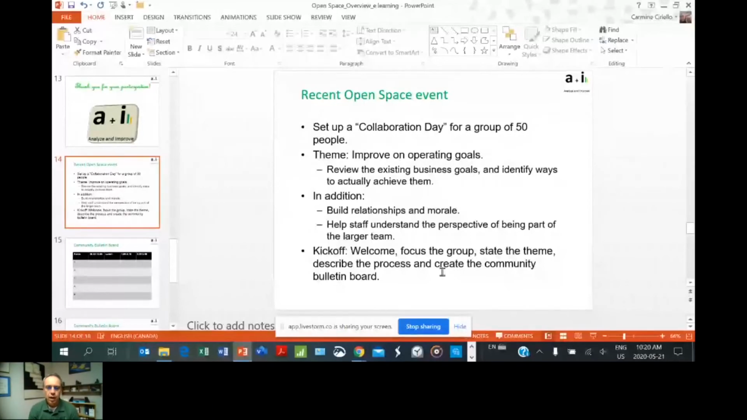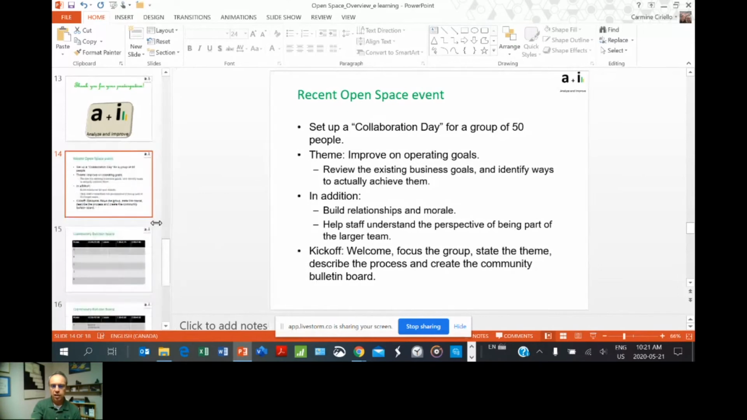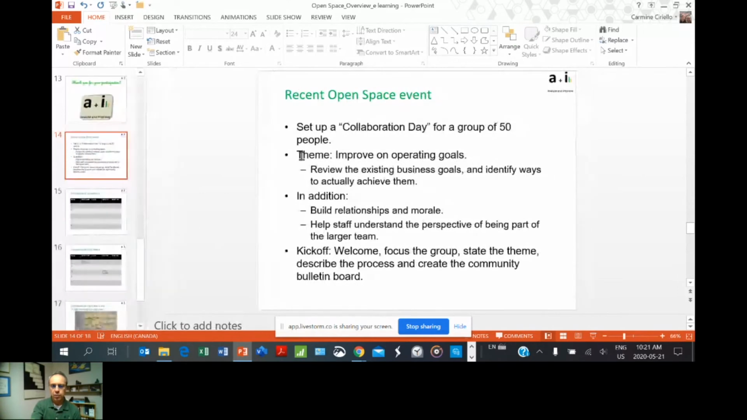Perfect. So this is an example of a relatively recent, it was a few months ago that we did an open space event. And what the client wanted was a collaboration day, something they usually do anyway, once a year, for about 50 people in this case. And essentially the idea here, if you remember the presentation, there has to be a theme, and the theme in this case was improving on their operating goals.